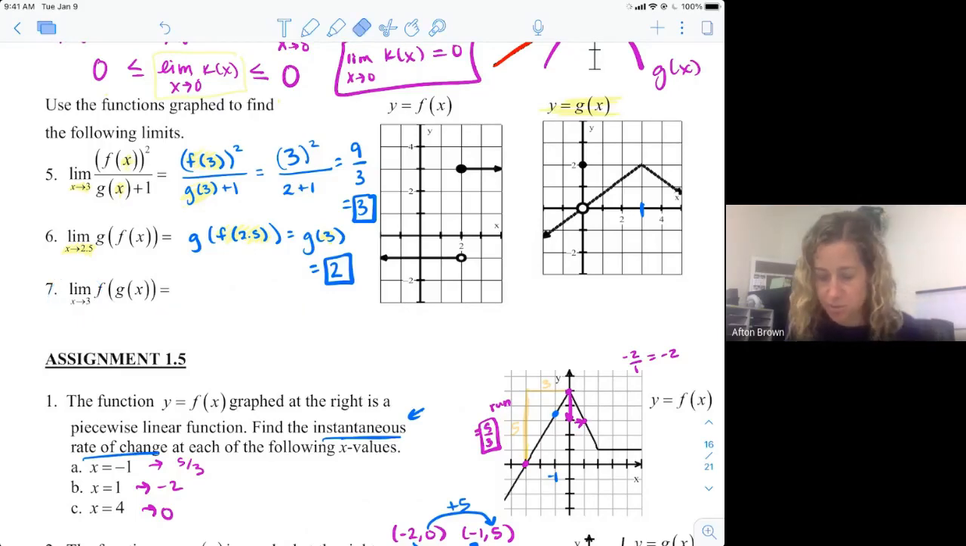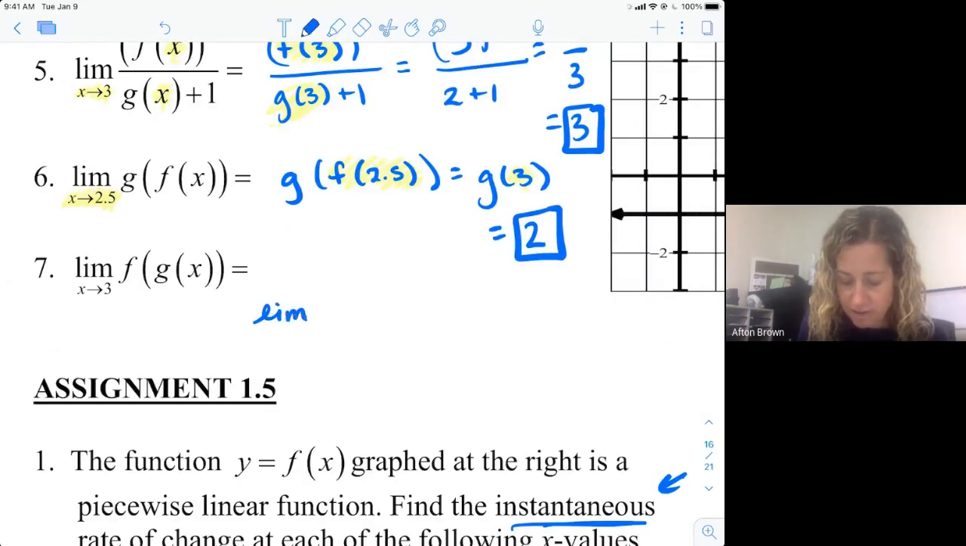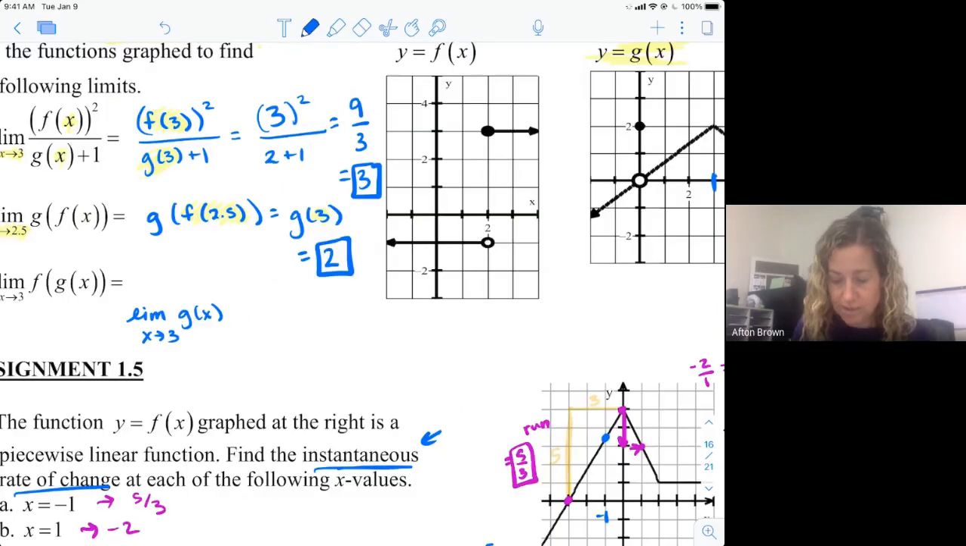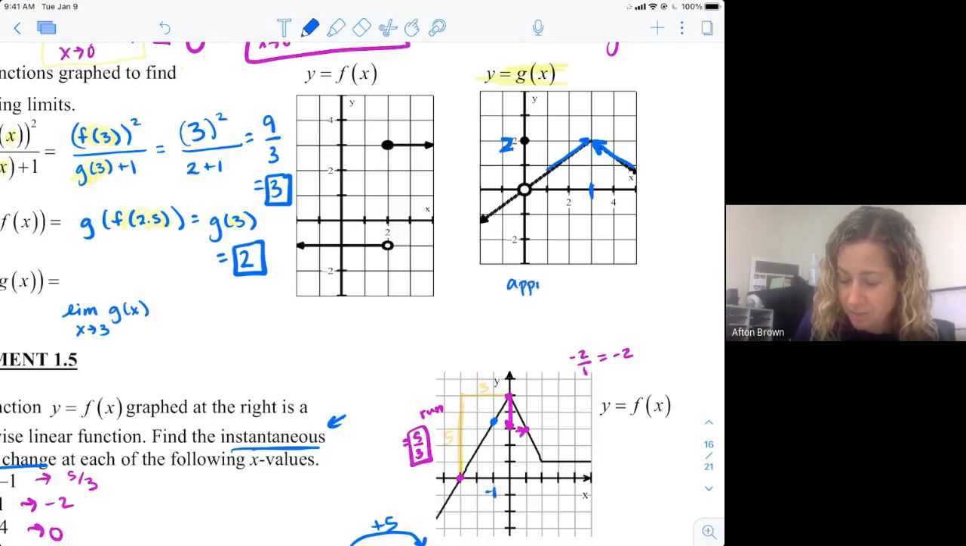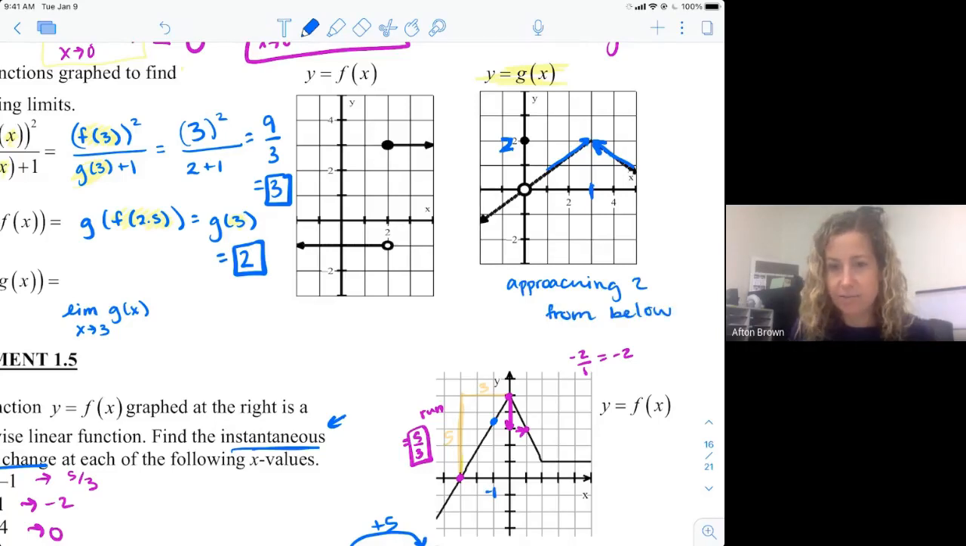When we do direct substitution, when we run into this weird thing, what I'm really doing is taking the limit of the inside function. So I'm taking the limit of g of x as x goes to 3, which is 2. But if I approach 3 from each side, we're approaching a y value of 2, and in both cases we are approaching 2 from below. Would you guys agree with that? On the graph of g, as x approaches 3, both sides approach 2 from below.